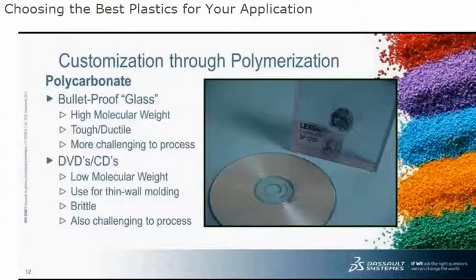If through polymerization I achieve a polycarbonate that has a very low molecular weight, now I've got a material that I can use in very thin-walled injection molding applications such as DVDs or CDs. That material is going to be very brittle compared to the bulletproof glass, which is very tough and ductile. So same material, I just change the molecular weight, and in end-use applications I have something quite different from one to the other.